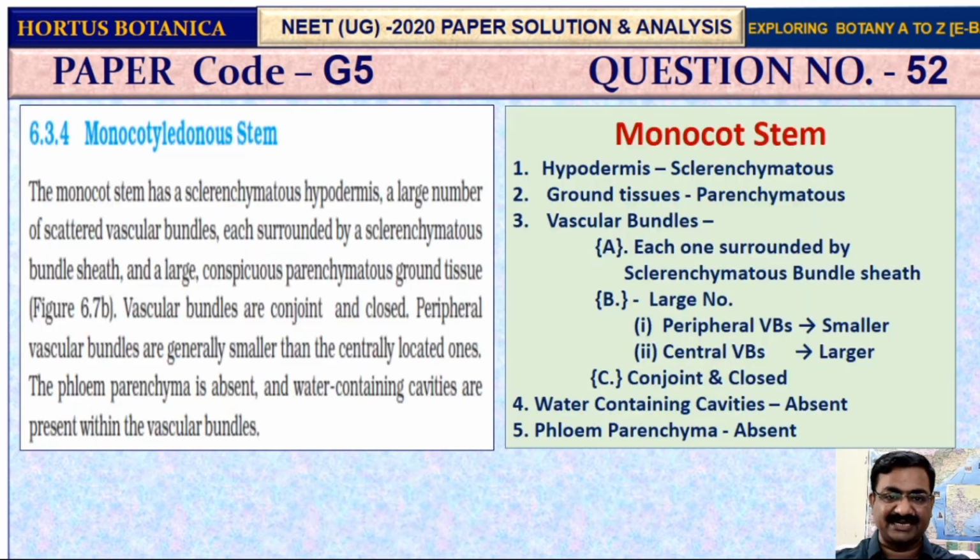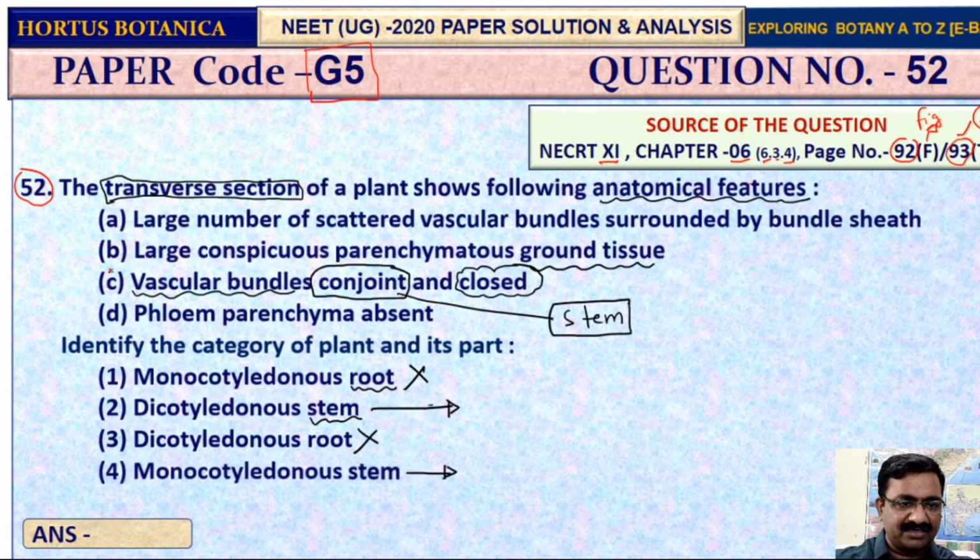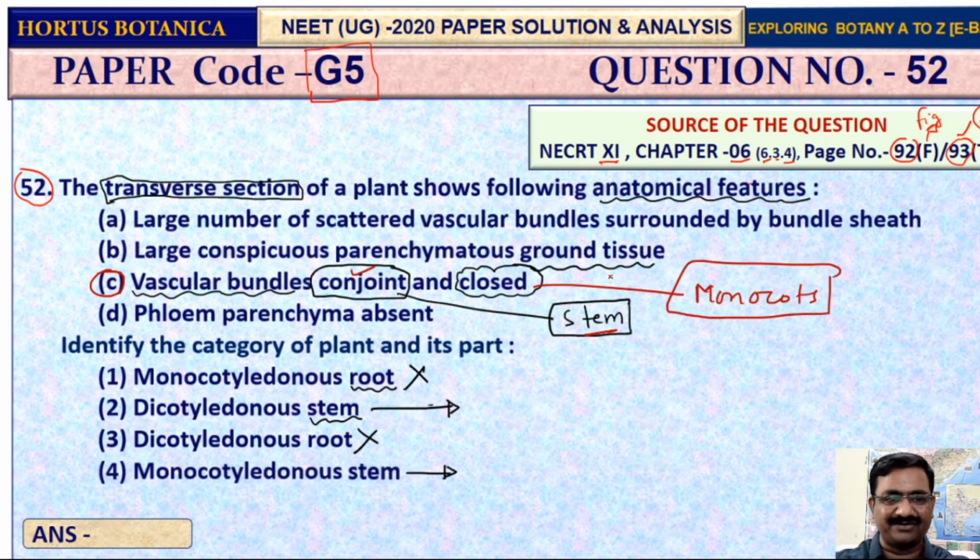So it is very much clear by this third option only, that if the vascular bundle is conjoint, it is a stem, it is closed, it is monocot only. So only by this third option C, it is very clear that your answer will be no dicot stem, rather only monocot stem. So the answer should be 4. But we must not ignore the other options. We have to analytically conclude why the others are also supporting this monocot, not dicot.